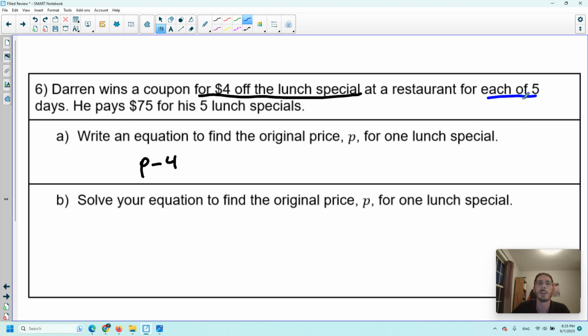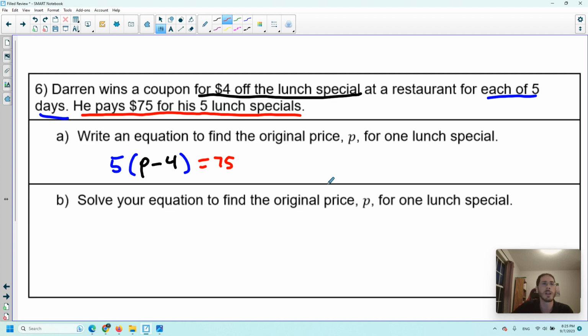And he's going to go for each of 5 days. So he's going to do that for 5 different days. And in total, he's going to pay $75 for all 5 of the lunch specials. So that's going to be our equation, and we're actually done with part A. So part A, we don't have to solve anything. We just need to get the equation. For part B, we do need to solve.